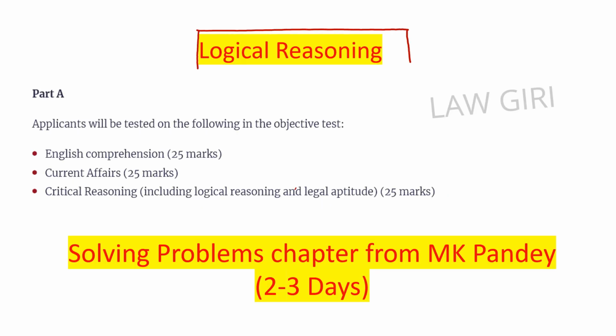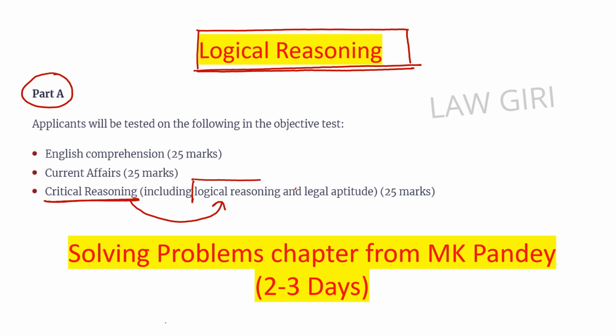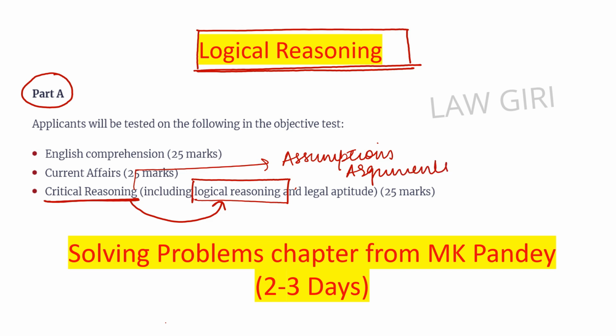Talking about logical reasoning. Before I talk about logical reasoning, I need to make sure that we go through the syllabus again. For part A, under critical reasoning, it says logical reasoning. Now critical reasoning, we know it is assumptions, arguments, all those types of questions, right? Conclusion, inference, this is critical reasoning. Now logical reasoning is puzzle type. If they have mentioned it separately, then obviously this is something. So a question mark here. Legal aptitude, we know.